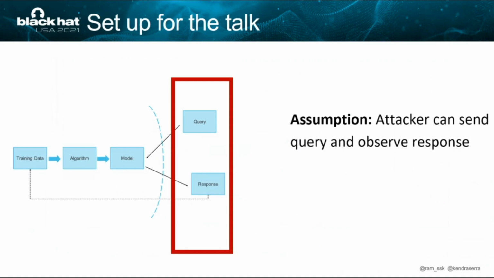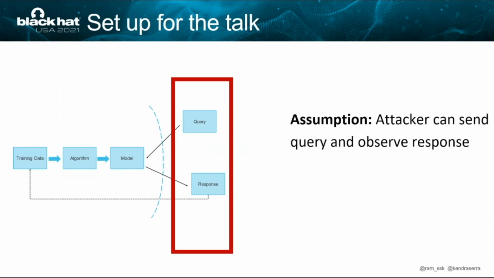She has no clue about what algorithm the company is using, no special access to the training data or any architectural insights about it. So this is what we call technically a black box attack. But again, just think that the attacker can only send queries and observe responses.